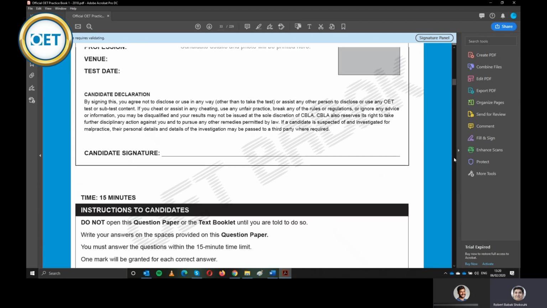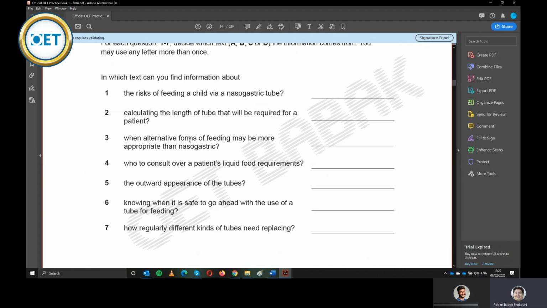Okay, let's go down to here. The risk of feeding a child via NG tube is A. Calculating the length is B. When alternative forms of feeding may be more appropriate than NG tube.